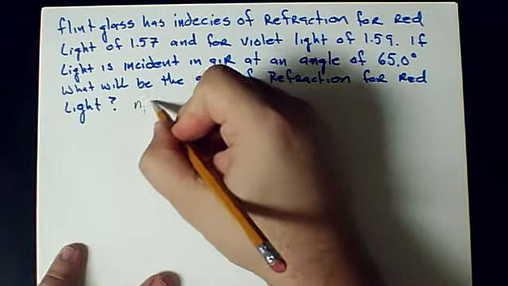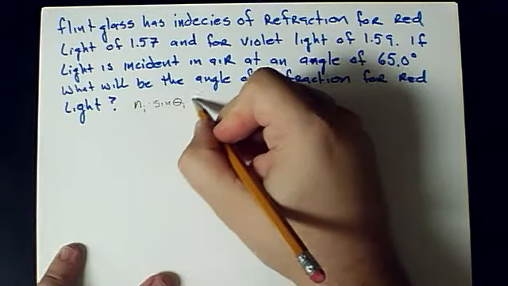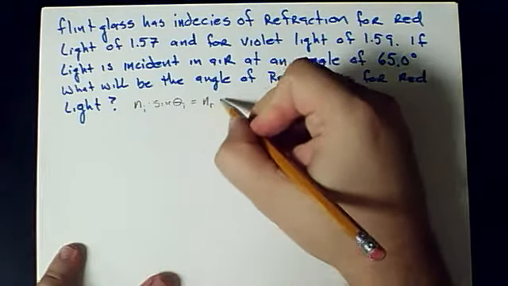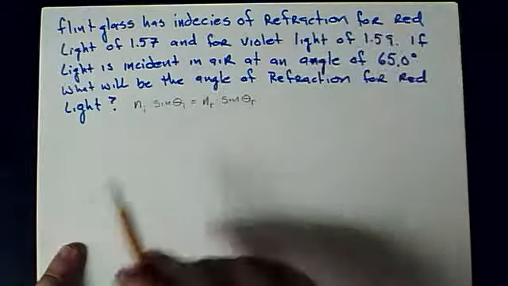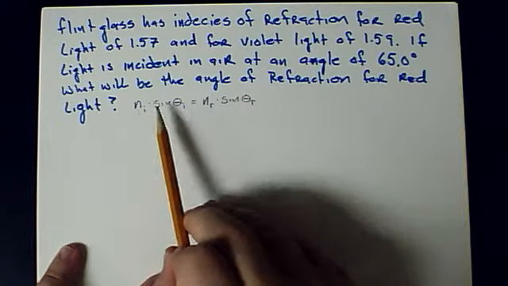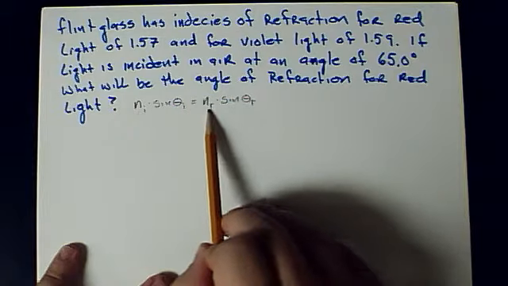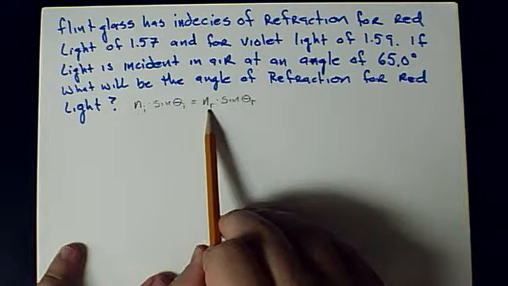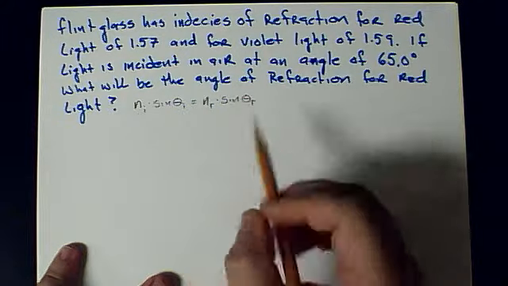So, first thing you need to know is the equation for Snell's law. It says Ni times the sine of theta i equals Nr times the sine of theta r. And what this means is the index of refraction of your incident material times the sine of the angle of incidence is equal to the index of refraction of your refracted material times the sine of your angle of refraction.